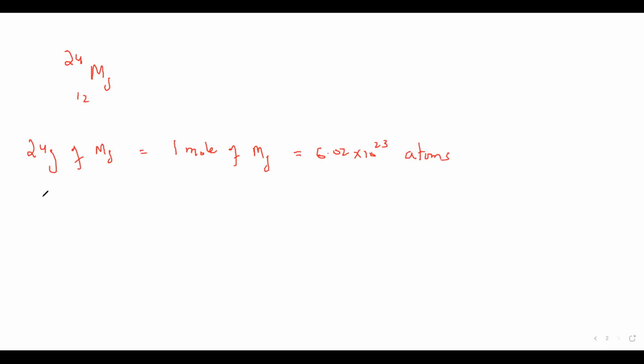If we have half of it, half of 24, which is 12, so if we have 12 grams of magnesium, it means we will have 0.5 moles of magnesium. Because it's an atom, this will be half a mole, so 3.01 × 10^23 atoms will be there in this half mole. So the mole is simply the amount of substance which is expressed in grams.